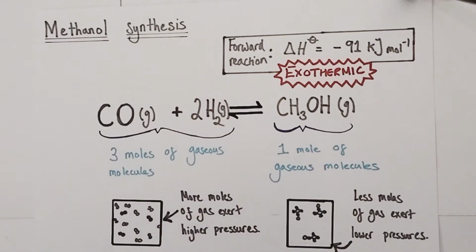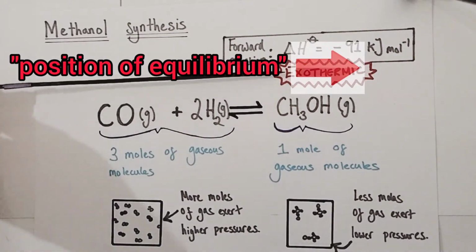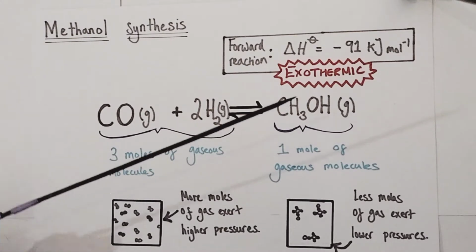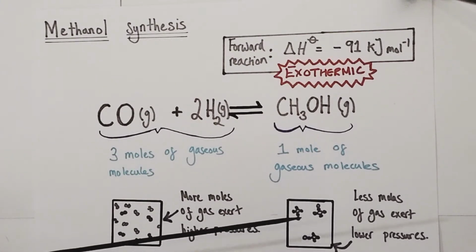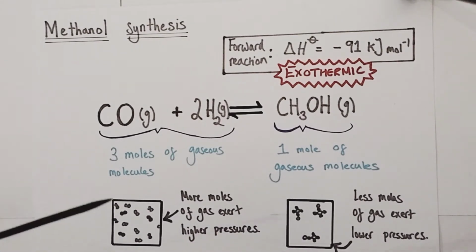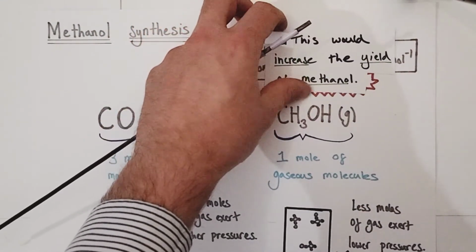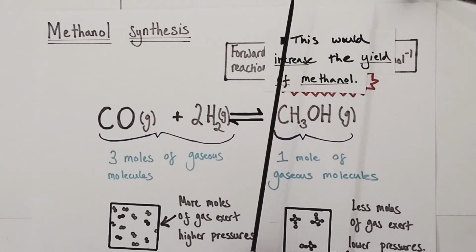By moving the position of equilibrium to the right-hand side, to the side with the fewest moles of gaseous molecules, we would be decreasing the pressure once again, which would be opposing the applied increase in pressure. Now, would that be useful to us from a production of methanol point of view? Well, yes, it would, because we would be increasing the amount of methanol being produced if the equilibrium had shifted to the right-hand side. And that is exactly what we want to do.